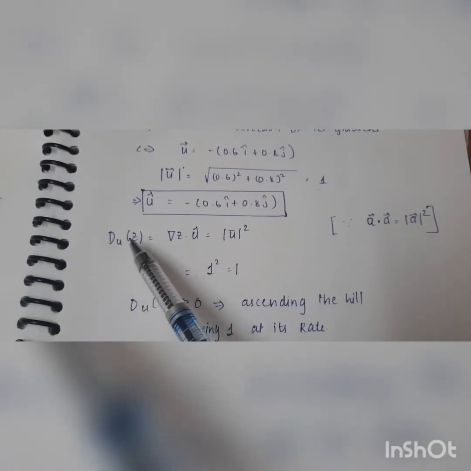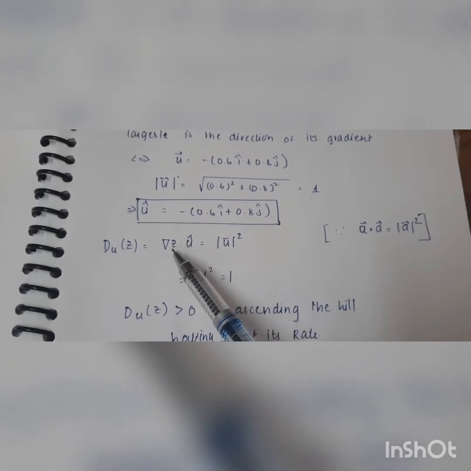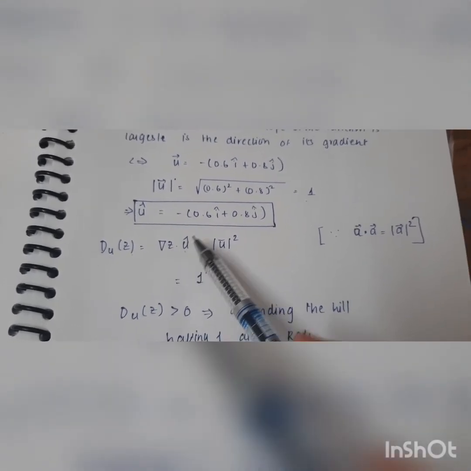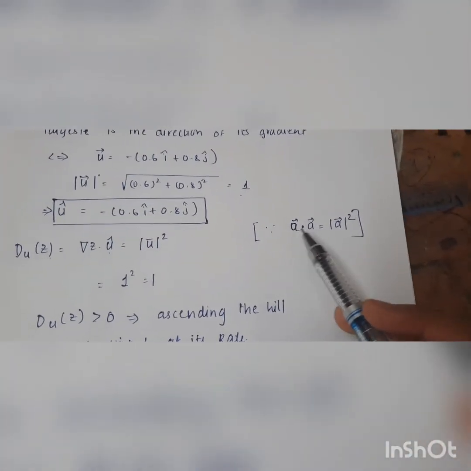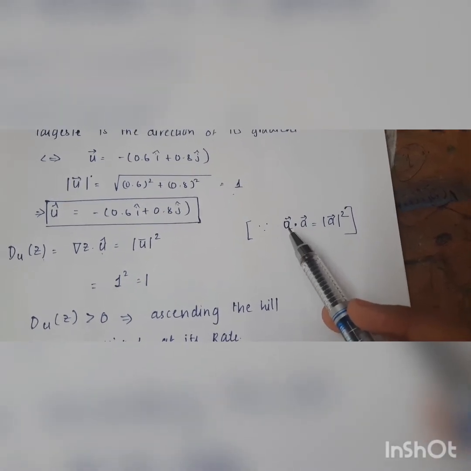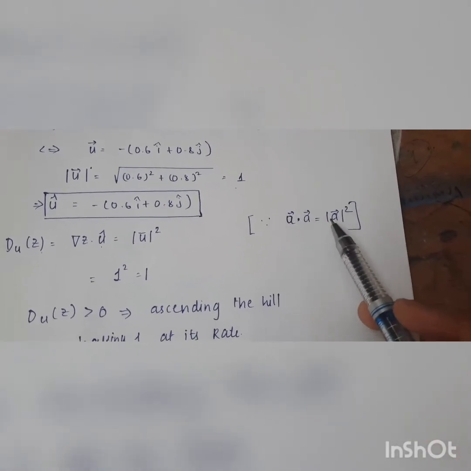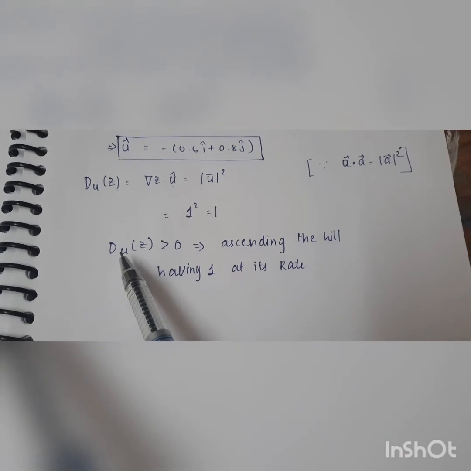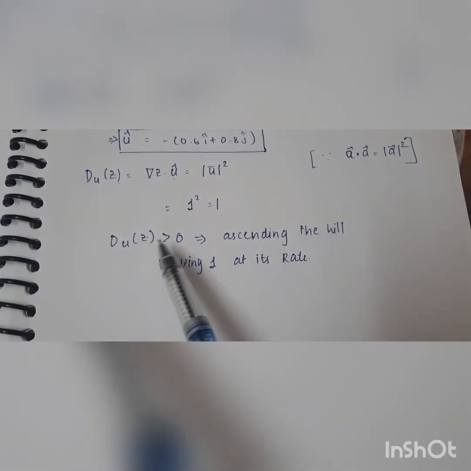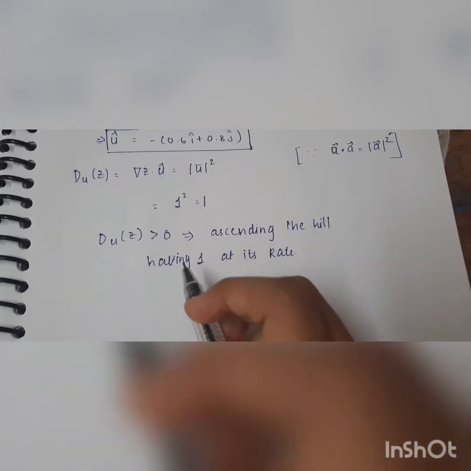The directional derivative of z is nothing but gradient of z dot u cap. As we know that the gradient of z is also equal to u cap, we can write it as modulus of u cap whole square. And we know that two vectors multiplied by dot product, if they are the same vectors, give us the modulus of that vector whole square. So the same happens over here, so we get 1. As the directional derivative of our function is greater than 0, it is ascending the hill at a rate of 1.